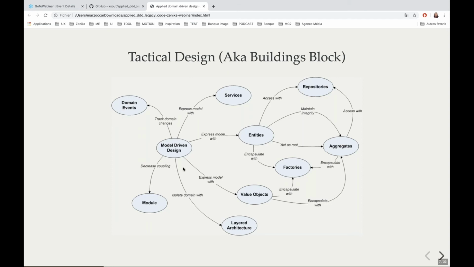Also, we are talking about layered architecture, but right now we are moving more to hexagonal architecture. I will not talk about that because it's not really the subject of the talk right now.